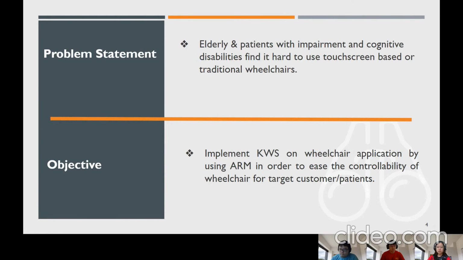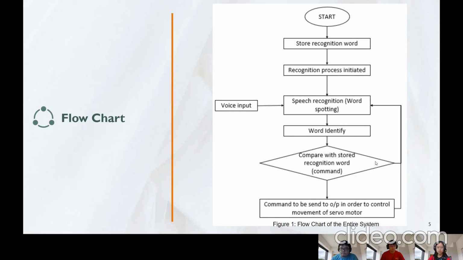Next, this diagram shows the flow chart for our system. First of all, we store the recognition words in the STM32. After that, when we receive the voice input, it goes through speech recognition or word spotting. When the word is identified, we compare it with the stored recognition words, and the corresponding subroutine or command will be executed and sent to the output in order to control the movement of the servo motor.